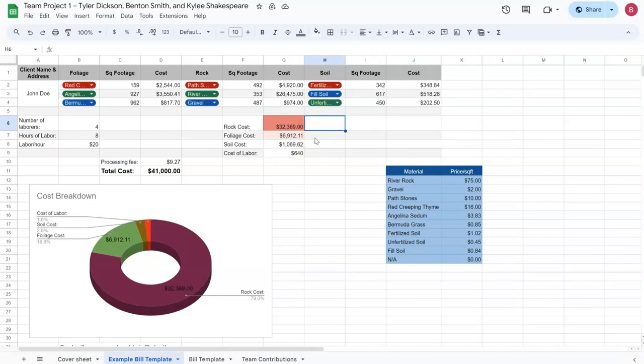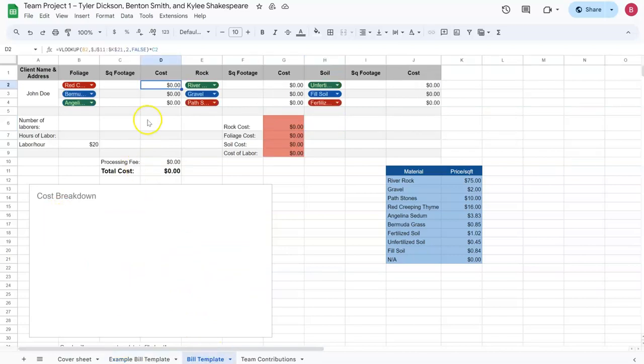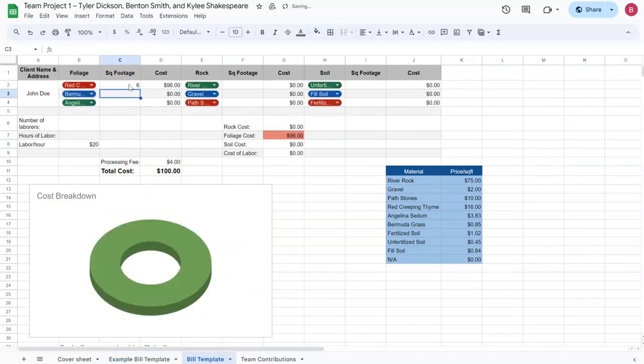And then for data validation, basically the entire sheet is data validation, but we have the drop downs and a few other things as well that use data validation on the sheet. And next we have the cost breakdown shown in a graph. Cost of labor, soil costs, foliage costs, and rock costs. If you go to the template, when you fill out a random one, it starts showing up on the graph.